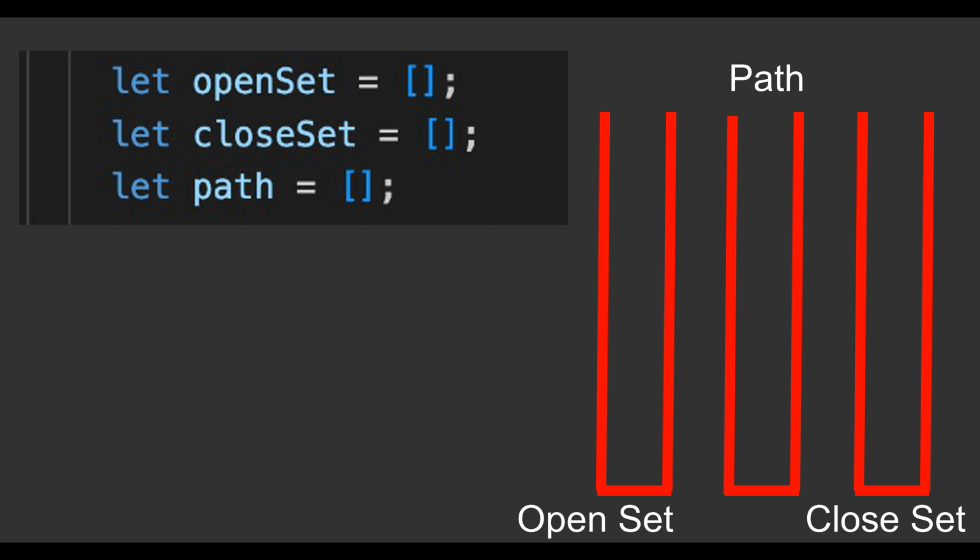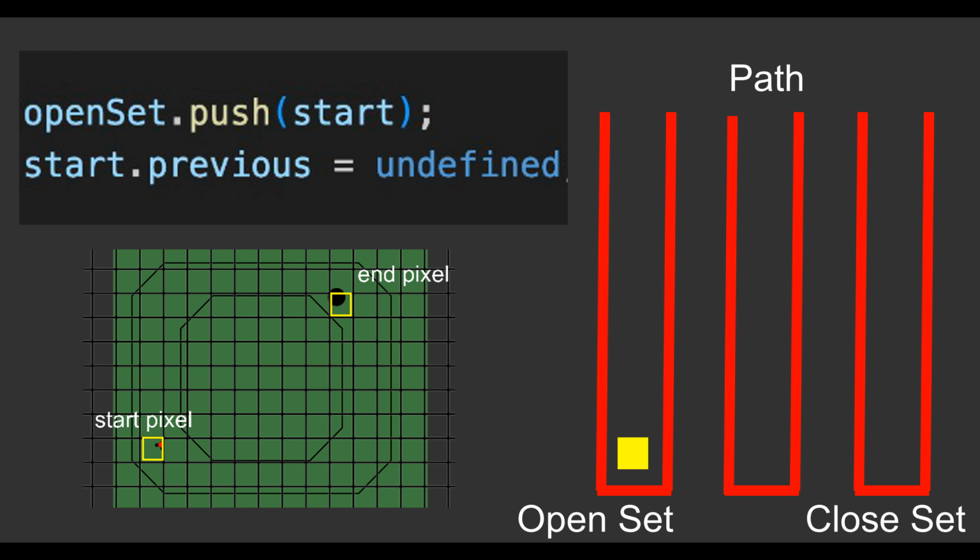Open set, this is the list of pixels we still need to check. Close set, this is the list of pixels we have already checked. Path, this is where we store the final path once we find it. Now let's start the search. We add the start pixel to the open set so that the function knows where to begin searching. We set start.previous to undefined because there is no previous step when you are at the starting point.